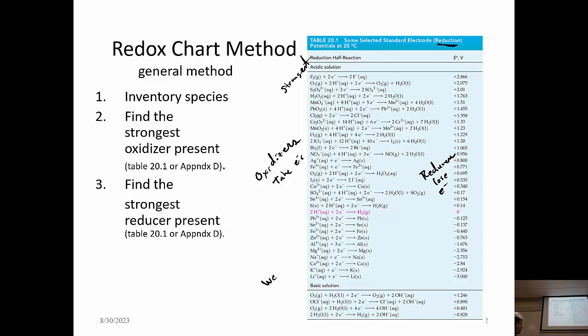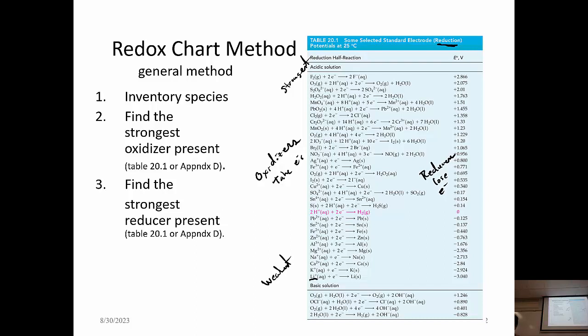The weakest is what? Well, it looks like the weakest is water. Is that right? Water is at the bottom left. But this table is tricky because there are two tables in one. Water is not the weakest. Do you know what the weakest is? Lithium ion. Lithium ion is the weakest oxidizer.